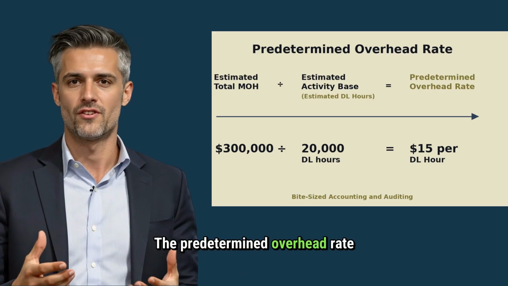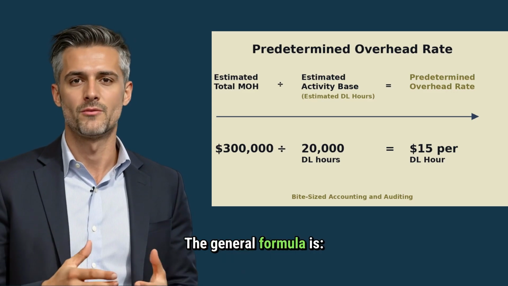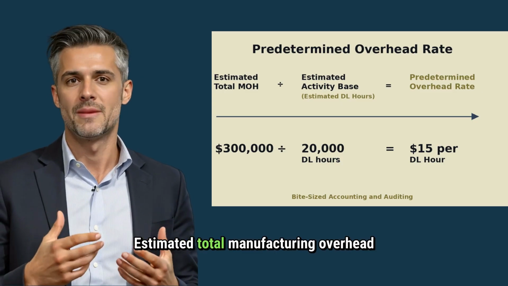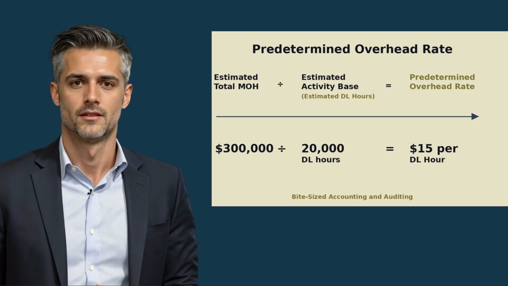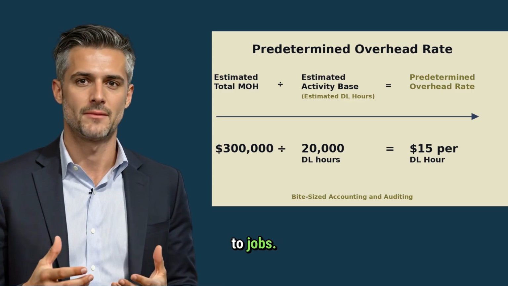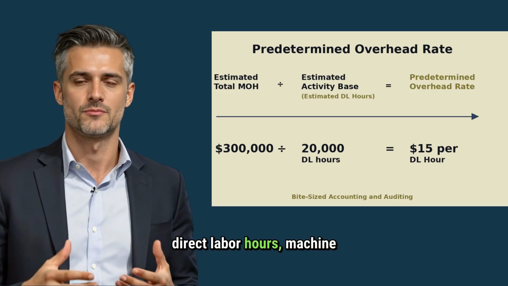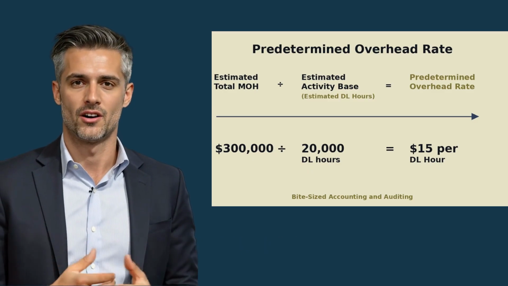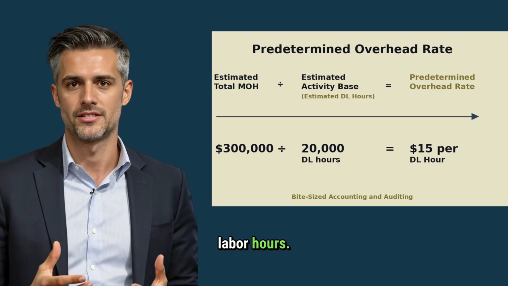The predetermined overhead rate is calculated before the period begins. The general formula is estimated total manufacturing overhead divided by the estimated activity base. The activity base is the measure a company uses to apply overhead to jobs. Common activity bases include direct labor hours, machine hours, or direct labor cost. In our example, the activity base is direct labor hours.